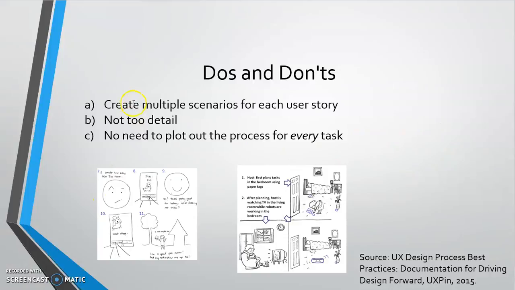There are three do and don't for user scenarios. Create multiple scenarios for each user story so that you will get different perspective, different view for a particular user story. Don't be so detailed, and there's no need to plot out a process for every task. Pick and choose important process for important tasks only.